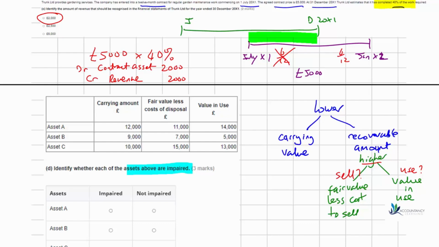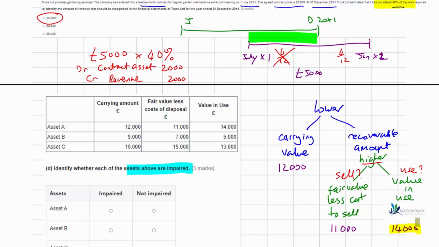So in the question, they've given us some numbers, haven't they? For asset A, we have a carrying amount of 12,000. That's the number in the accounts at the moment. But potentially it's damaged, and if it's damaged, we could sell it. So we could sell it for 11,000, or we could carry on using it, and the present value of the future cash flows is 14,000. So what should we choose to do? Should we sell it or should we use it? Well, we'll make more money from using it. So the value in use is its recoverable amount.